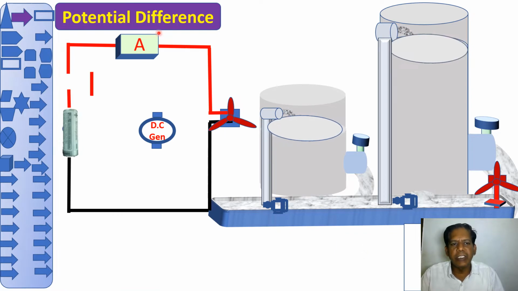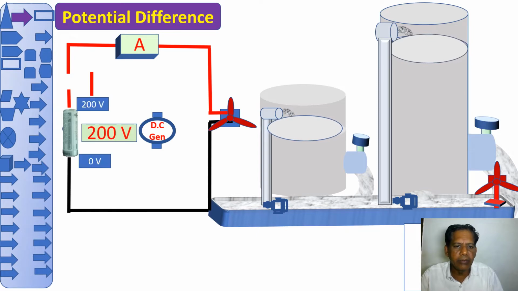Now let us see what is potential difference. Consider a power source, either a battery or a DC generator. As told earlier, every power source has minimum two terminals. Say these are the two terminals. Now one terminal may be at 0 voltage and the other at 200 voltage. Then the difference of voltage is 200 minus 0, equal to 200 voltage. This is known as potential difference. The unit of potential difference is voltage. This potential difference is 200 voltage.